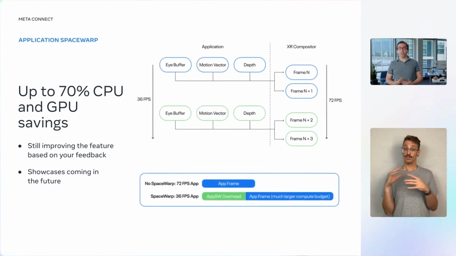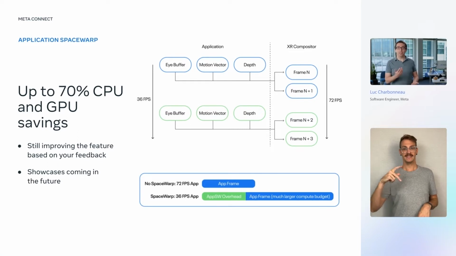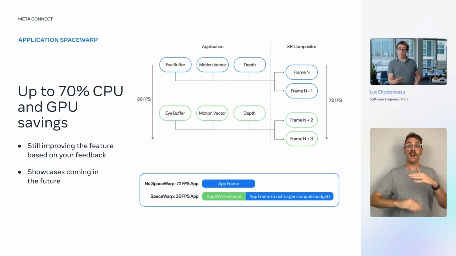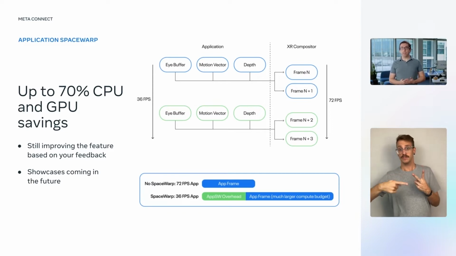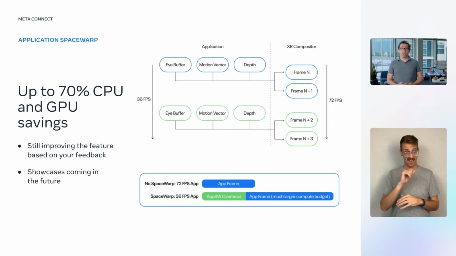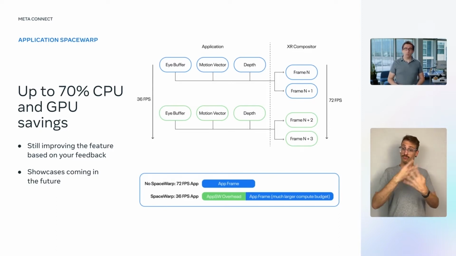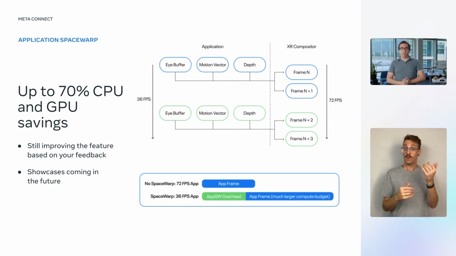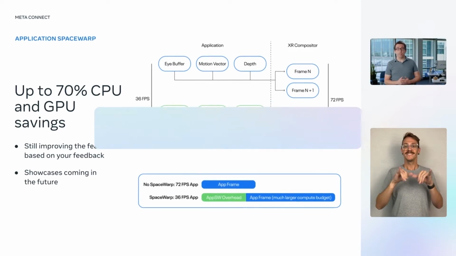Last year, at Connect 2021, we launched Application Space Warp, which can give you back up to 70% of CPU and GPU time. At a high level, what Application Space Warp does is synthesize every other frame for your application from the information of the previous frame. You render your app at half the targeted frame rate, so if you're aiming for 72 FPS, you'll render at 36. In addition to the eye buffer, you'll also need to render a motion vector buffer and a depth buffer. And with that information, our system is able to generate the next frame for you.